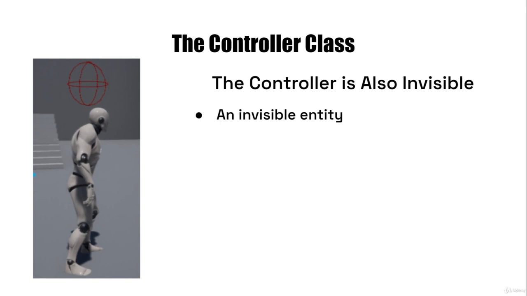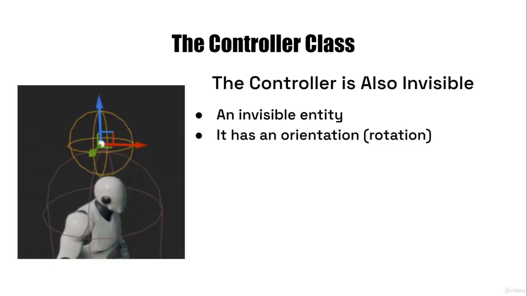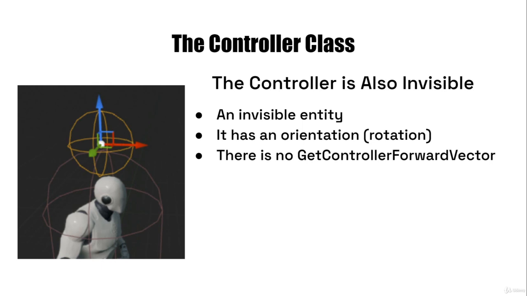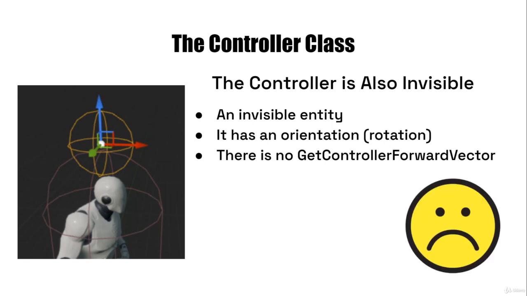Now, even though it doesn't have its own location per se, it does have an orientation, that is to say, a rotation, and there are functions to get and set the controller rotation. That being said, there is no function to get its forward vector or right vector or up vector. It doesn't have those variables. It only has a rotation. However, if we know its rotation, we can perform some calculations to get a vector that points in a direction that corresponds to the controller's orientation.